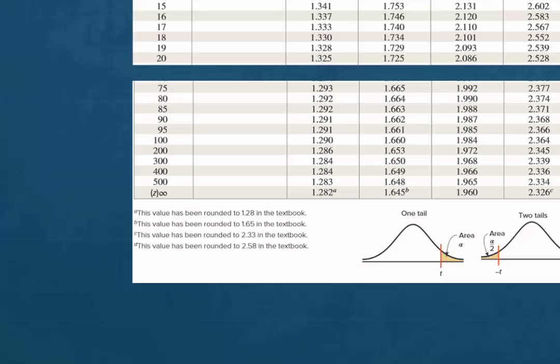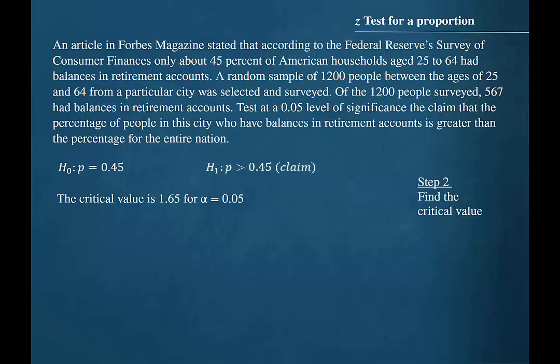Note that at the bottom of the page are some notes about rounding the critical z-values in this textbook. We will round this value to 1.65. So the critical value will be 1.65 for alpha equal to 0.05.